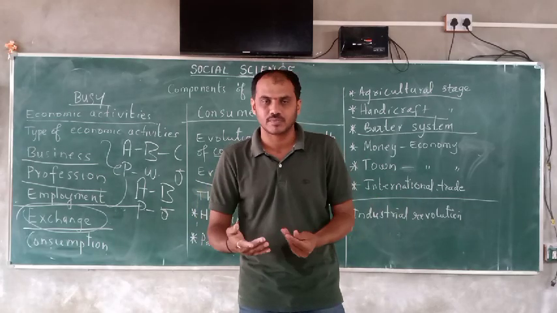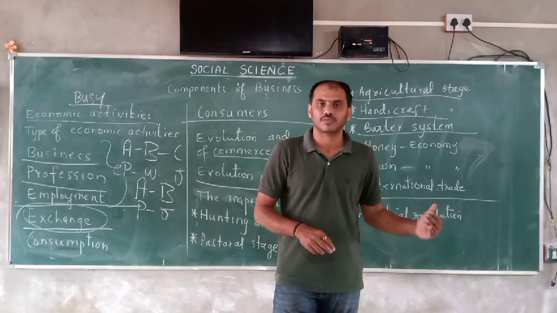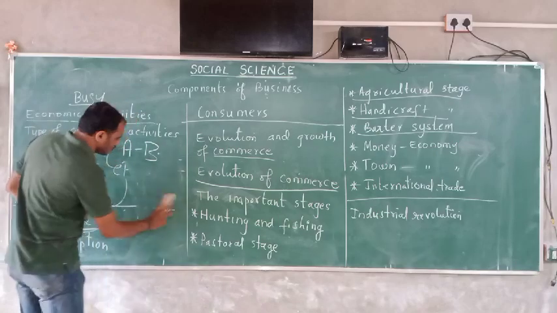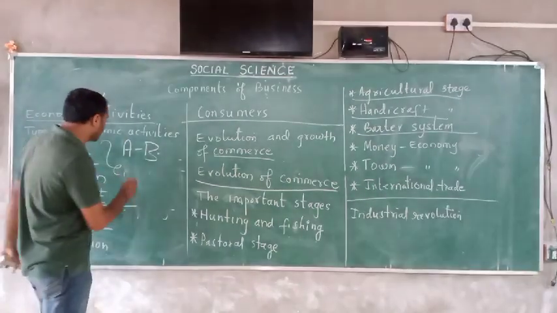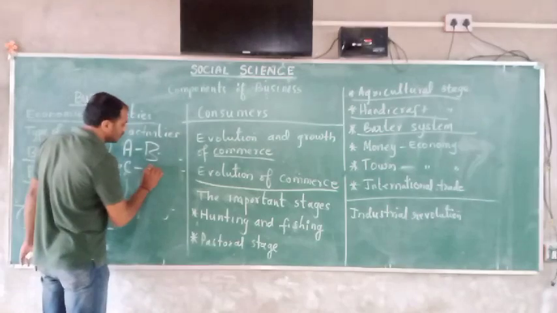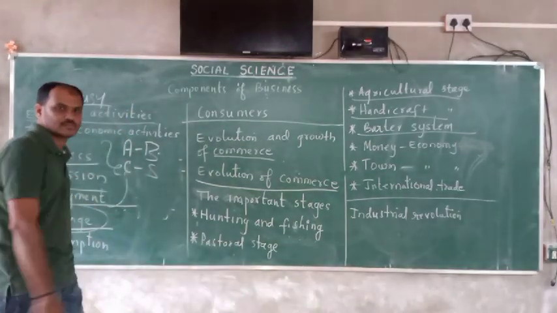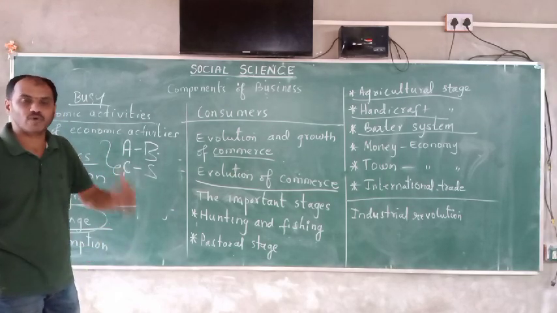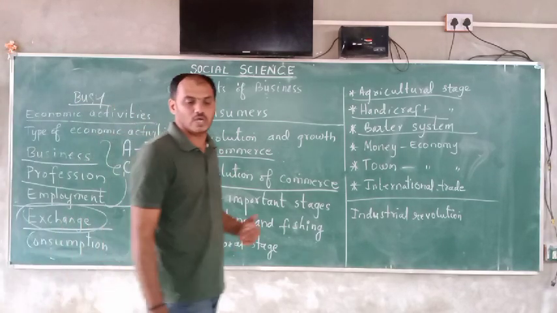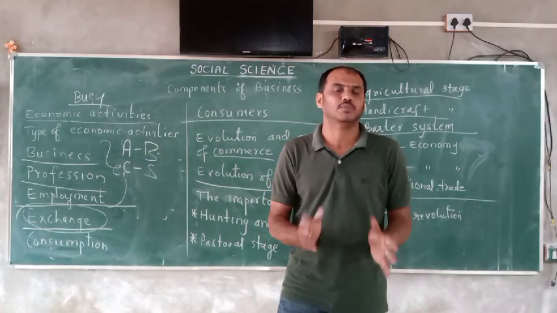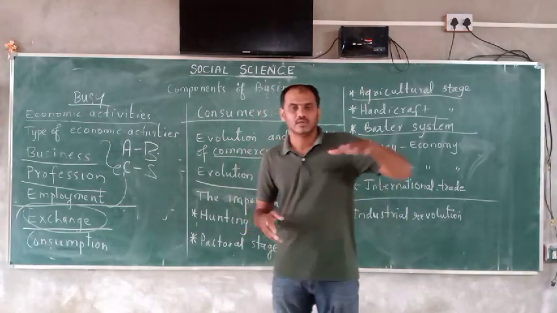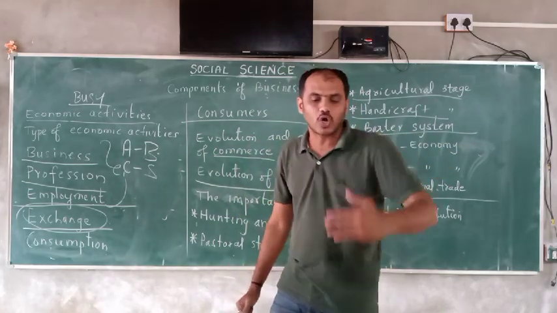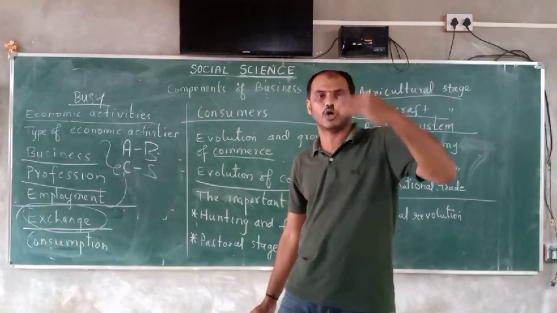So A is having a cow and B is having a sheep. Can it be exchanged? In the barter system it may be exchanged, but the measure of value was not proper. We can't consider cow and sheep at the same value. So this was another problem, the lack of common measure of value.